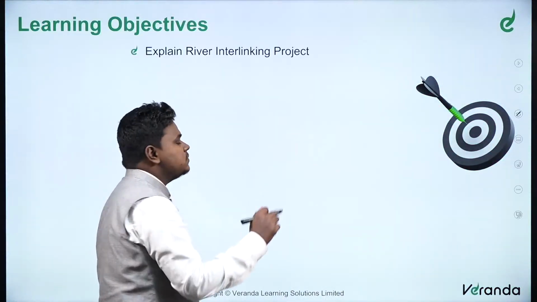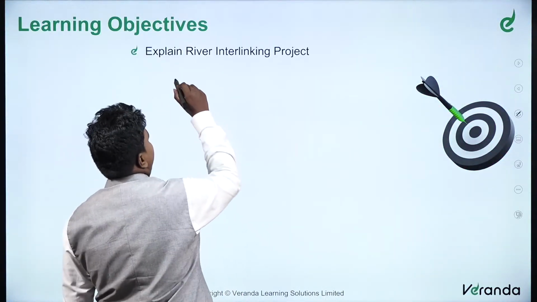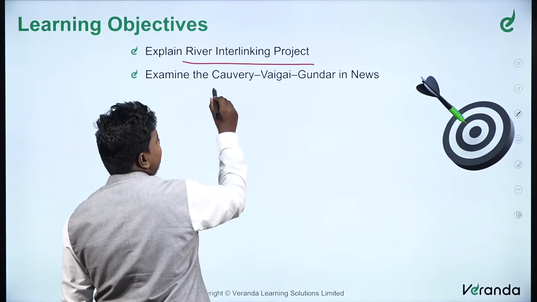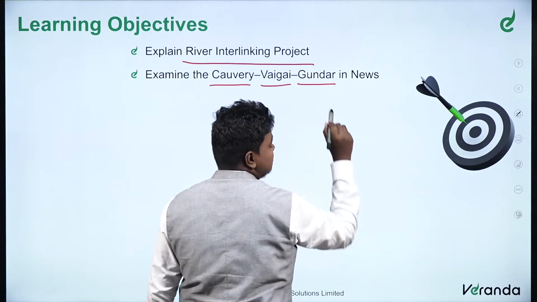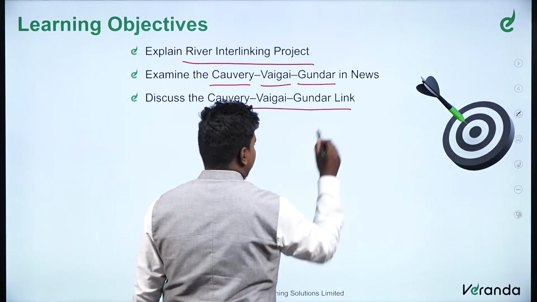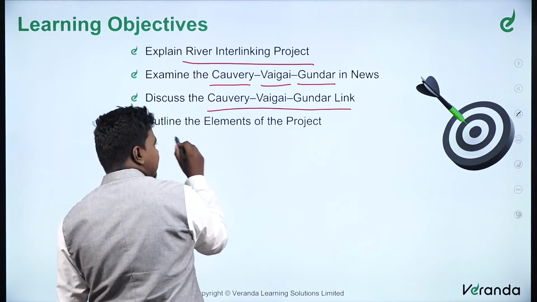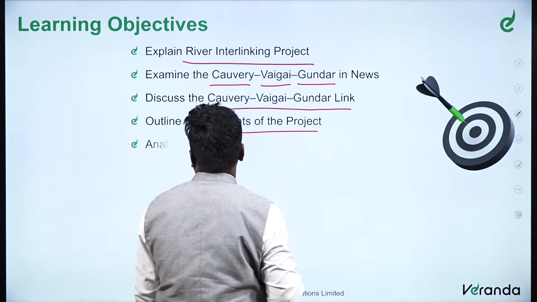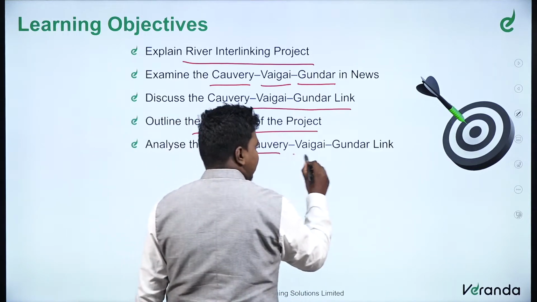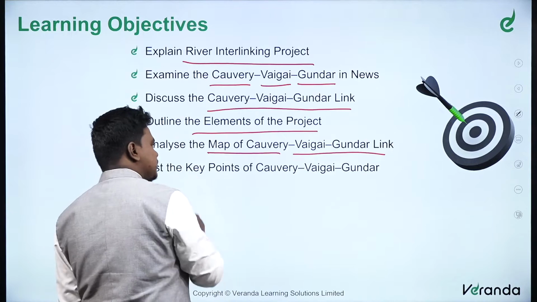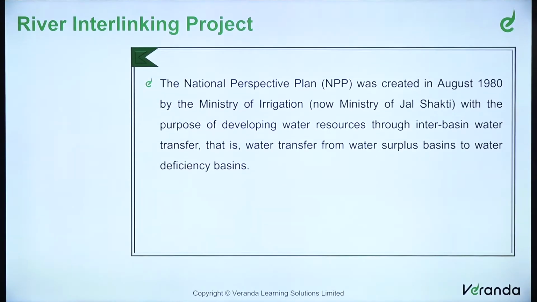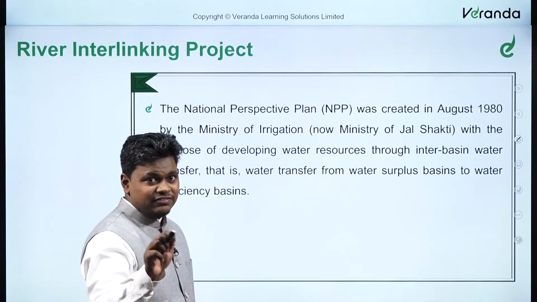And the learning objective of today's LU is to explain the river interlinking project, to examine the Cauvery Vaigai Gundar link which is in news, to discuss the Cauvery Vaigai Gundar Link project, and to outline the elements of the project. Also, to analyze the map of Cauvery Vaigai Gundar link and to list the key points of Cauvery Vaigai and Gundar link project. So, moving on, let's see about the river linking project.